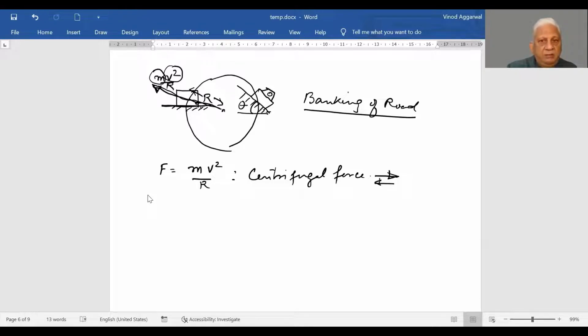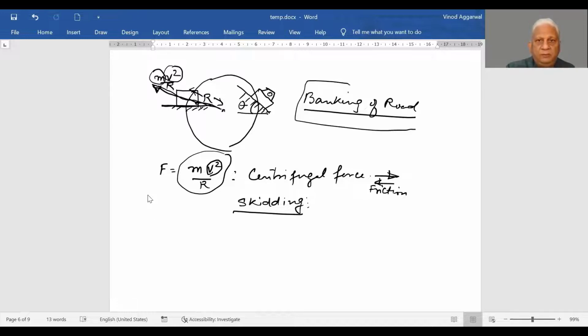But there may be a time when your velocity is high and this friction, which was not letting you skid, may be overcome by this force. And if that happens, you start skidding. And obviously, you don't want this to happen while you are driving. Now, what is the way to avoid it? The way to avoid it is to provide banking of the road. Let's see how it works.